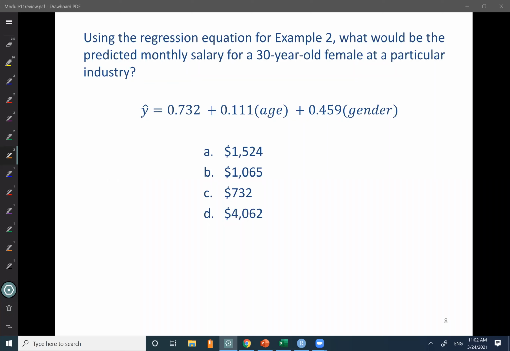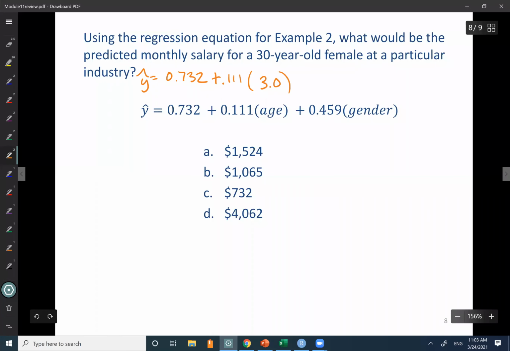All right, so we have some answers coming in here. What are we going to do? We have a 30-year-old female. Now remember the original raw data: age you want to enter in as 3.0. So it's going to be y hat equals 0.732 plus 0.111 multiplied by 3.0, and then the female part, plus 0.459, and females were 0 in this case.